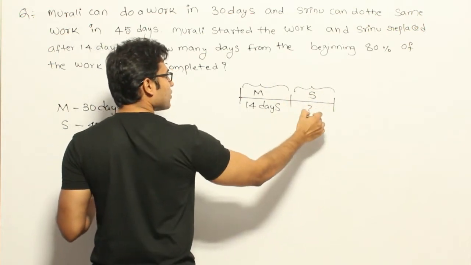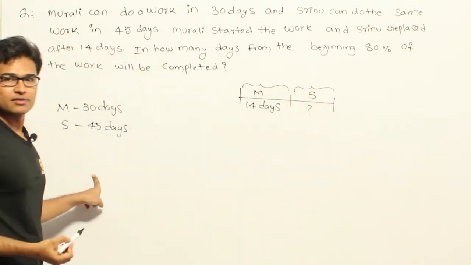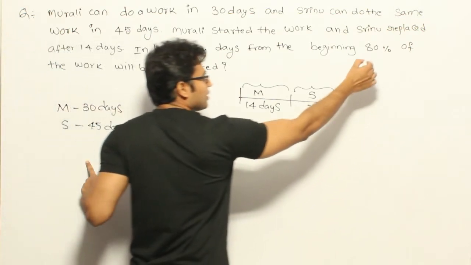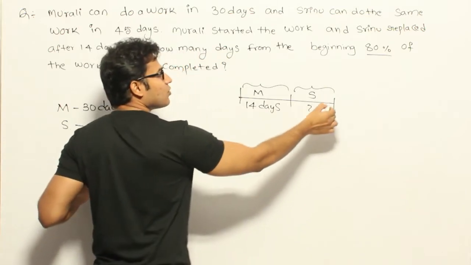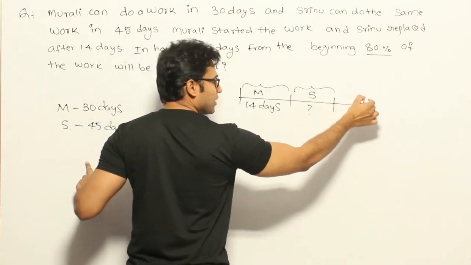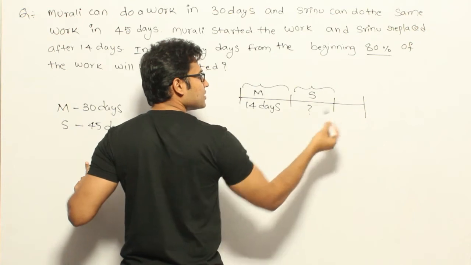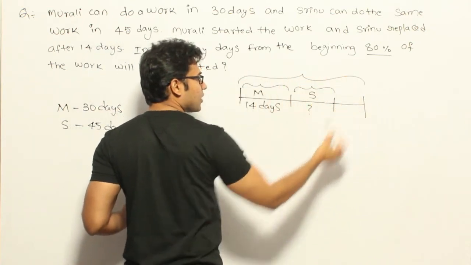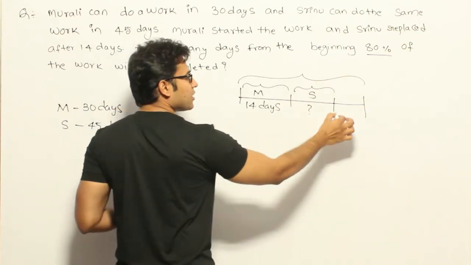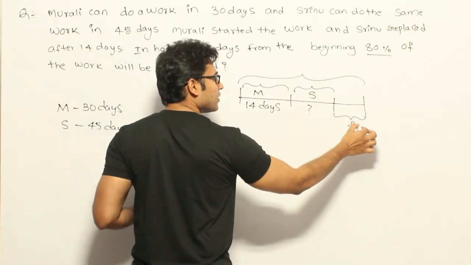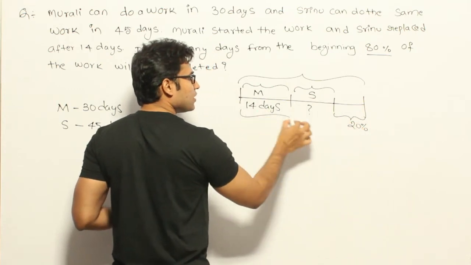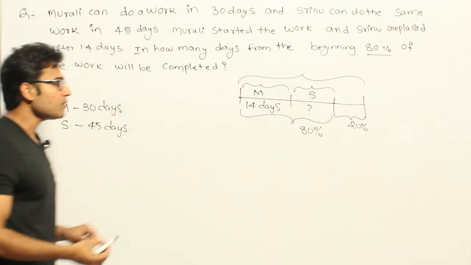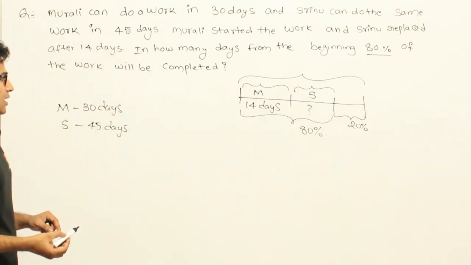Now we are supposed to find out how many days it takes, right? But then there is a small twist in the story. It is 80% of the work. So we need not go till the entire work, only 80% has to be done. If you assume that this is the total time required to complete the full work, you need not worry about the last 20% of the work. You have to worry only about the 80% of the work. Got it? Okay. Now let's try to solve it.